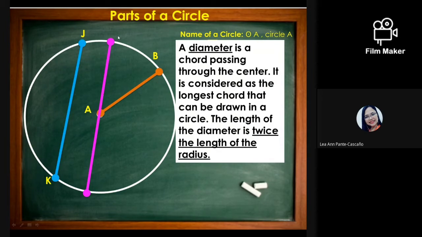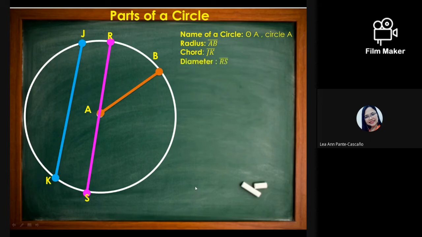Sabi din daw po yung length ng ating diameter is twice the measure or twice the length ng ating radius. So ibig sabihin po, kung ang ating radius po ay 10, ang ating diameter ay 20. Kung ating radius po ay 5, ang ating diameter is 10. Kasi sabi po, twice daw po ng length ng ating radius. Suppose this is point R and this is point S. Therefore, the name of our diameter is diameter RS. Pwede naman pong SR.